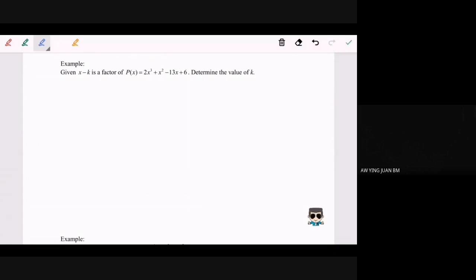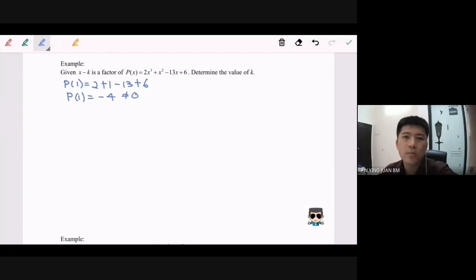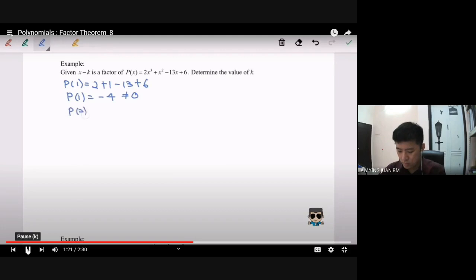So for example, p1. So if we substitute p equals to 1, we will have 2 plus 1 minus 13 plus 6. So p1 will be equals to negative 4, which is not equals to 0. So meaning that x minus 1 is not a factor. So now we are going to try another value.